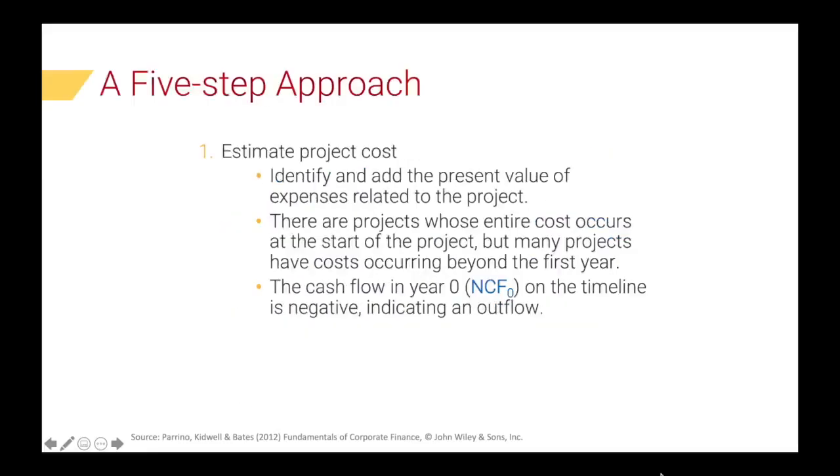Next, we will talk about the 5-step approach. Step number 1 is to estimate the project cost. First, we identify and add the present value of the expenses related to the project. Sometimes there are projects whose entire cost occurs at the start of the project, but many projects have costs occurring beyond the first year. The cash flow in year 0 on the timeline is negative, indicating the outflow.